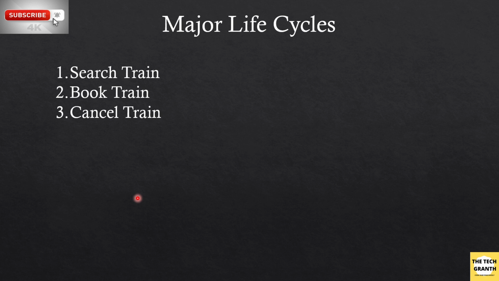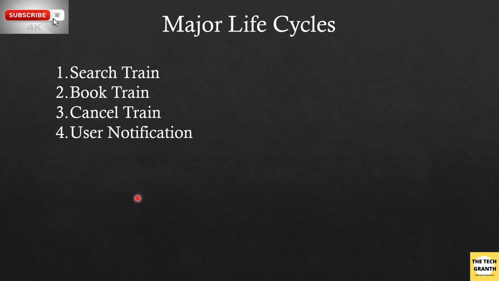And finally, the cancel train life cycle, which is for the reverse flow of the book train. There will be another life cycle which will be for notification. So notification service will be decoupled from all of these, because it can be used by both book train, cancel train, and even search train can use notification.